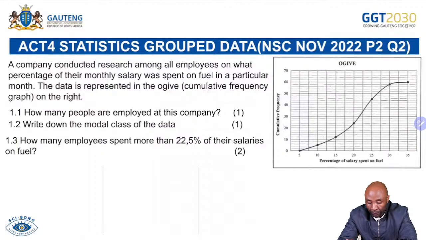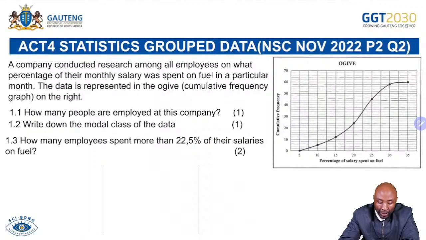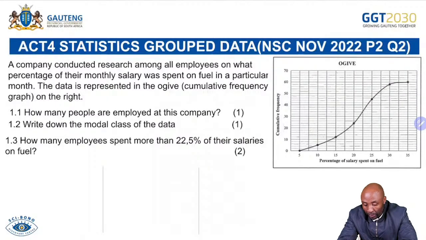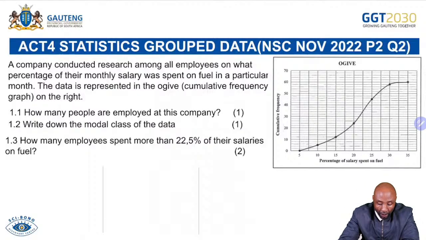Moving forward, sometimes we are expected to interpret our Ogive as it is given here. A company conducted a research among all employees on what percentage of their monthly salary was spent on fuel in a particular month. The data is represented in the Ogive, which is our cumulative frequency graph on the right. Now, this one we are doing it together. How many people are employed at this company?